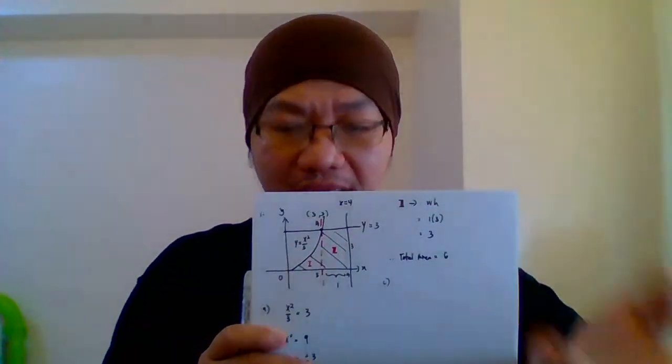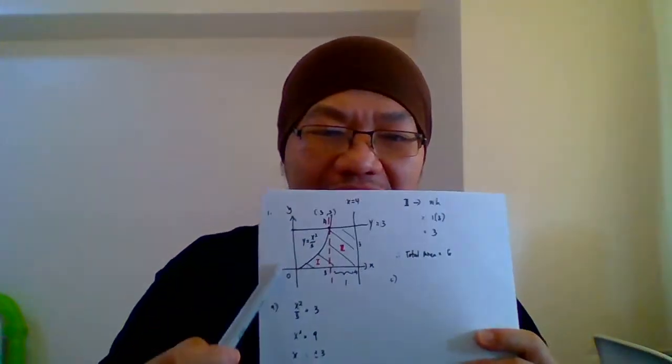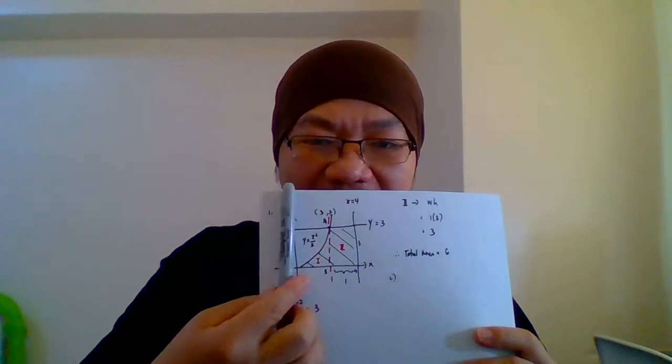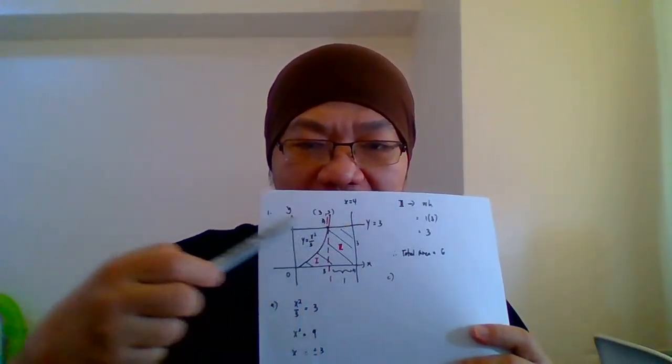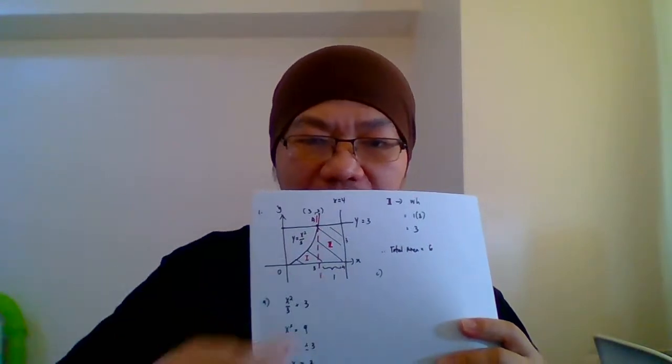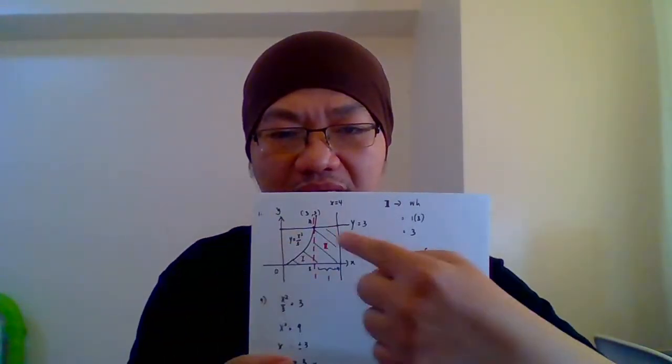So they are rotating like this. So what happens there? How do we find the volume? Okay. Now, this is the y-axis. If the question said rotate against the y-axis, that means they are rotating like this. They rotate about the y-axis, that means they rotate like this. Okay.